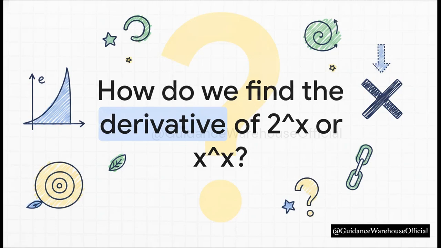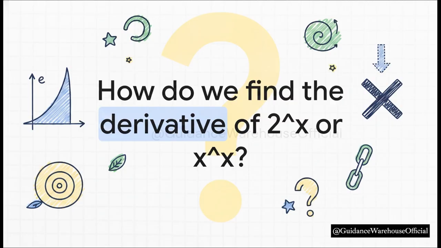You know exactly how to find the derivative of x squared, right? You just use the power rule, bring down the 2, subtract 1, and boom, you're done. Easy. But what happens if we completely flip that around? What do you do with 2 to the power of x?